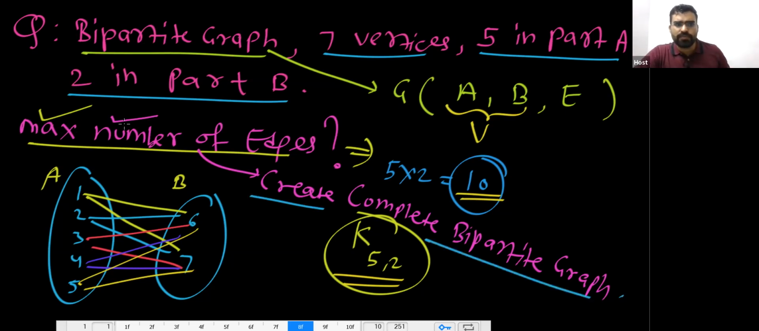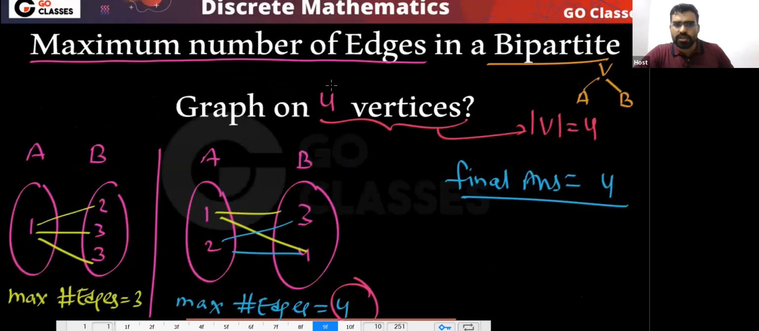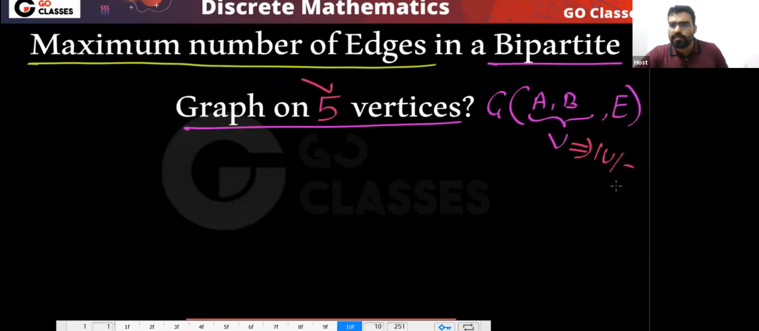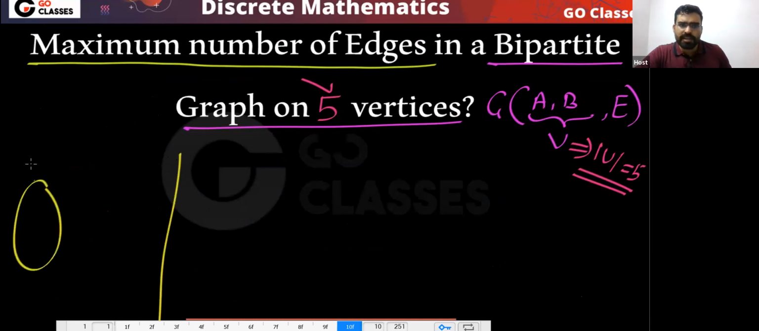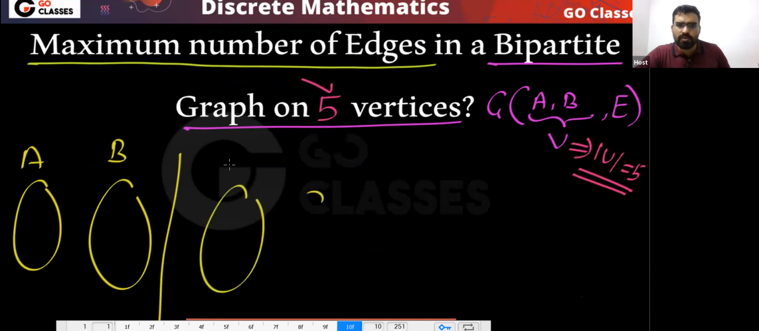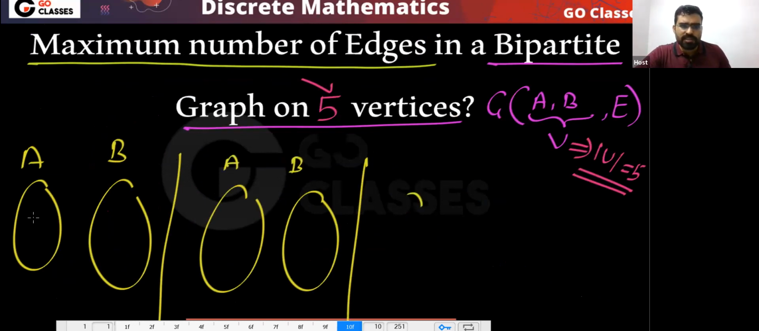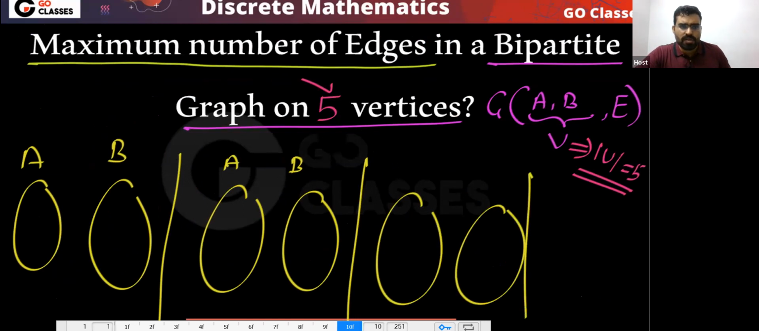Now, in this question, which information we don't have? We know that the total number of vertices is 5. But we don't know how many vertices are in part A and how many are in part B. We don't know which situation will give us the maximum number of edges. For example, will this situation give us the maximum number of edges? Which situation is going to give the maximum number of edges?